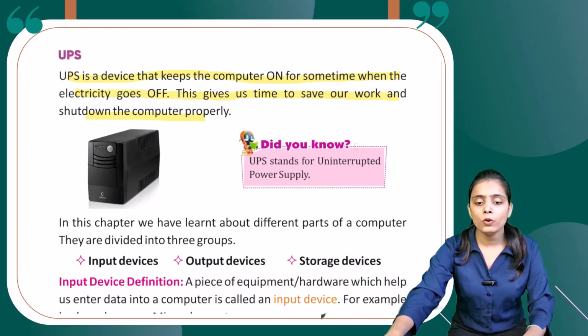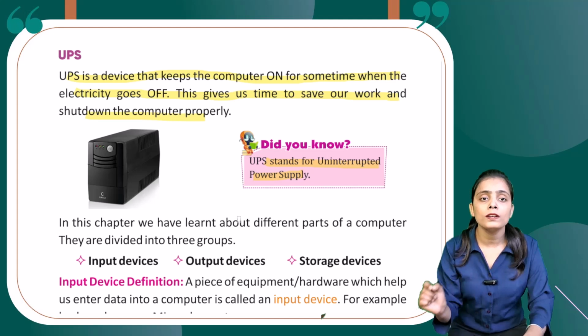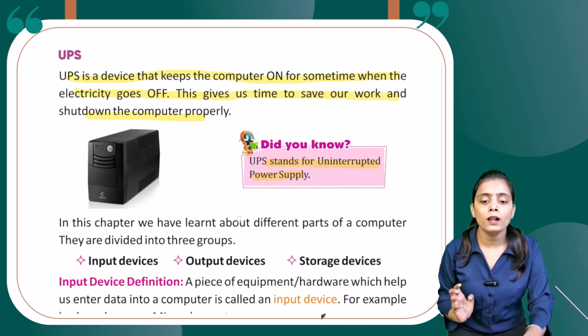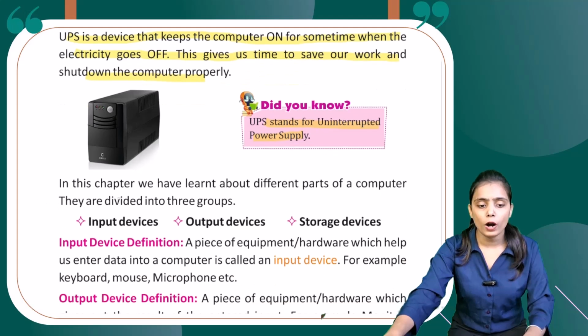Now here you can see, did you know UPS stands for uninterrupted power supply. So name से ही पता चल रहा है uninterrupted, which is not causing any interruption. Okay, interruption means कि बीच में कोई बाधा नहीं डाल रहा पावर की. Okay, पावर चली भी जाती है, then UPS will help you to save your work.